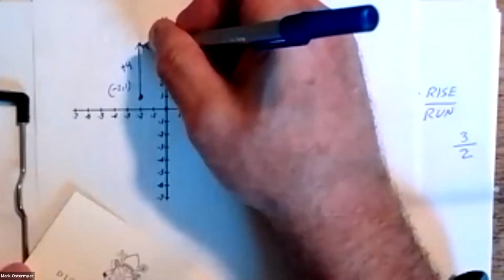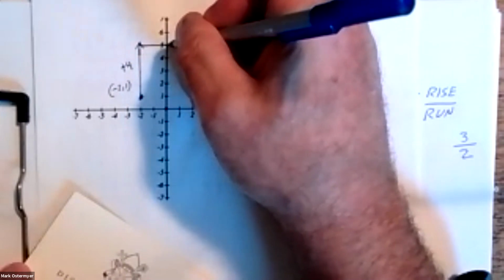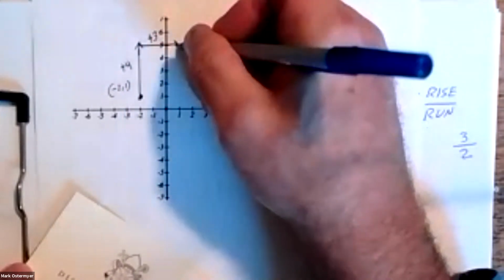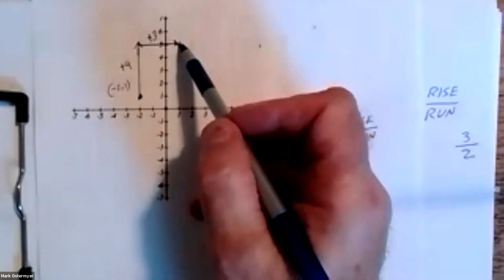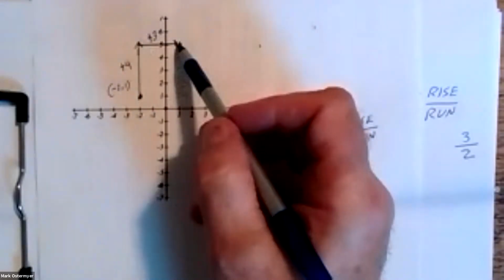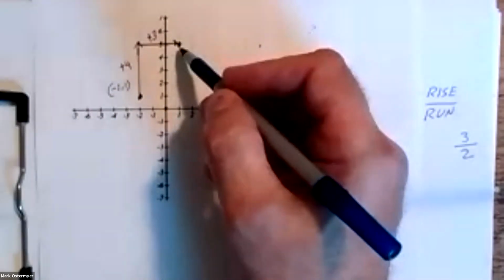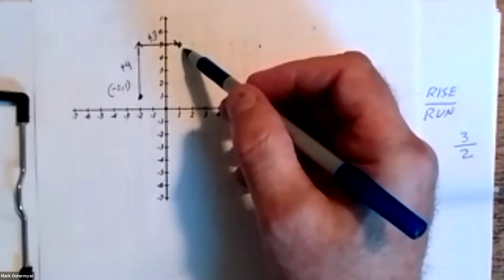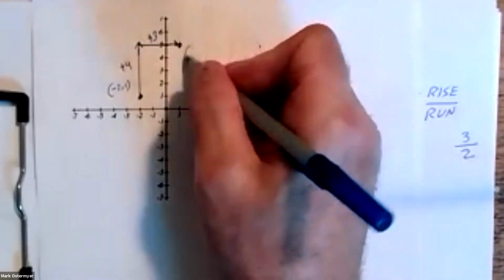So I go up 4 units of rise. I have 3 units of run. So now I got to go 3 positive units to the right. 1, 2, 3 units of run. There should be another point on my line, which is right there, ladies and gentlemen. Up 4, to the right 3. +4 over +3 is the slope of this line. There's another point on my line. What's the ordered pair address of this point? What are the coordinates of this point?